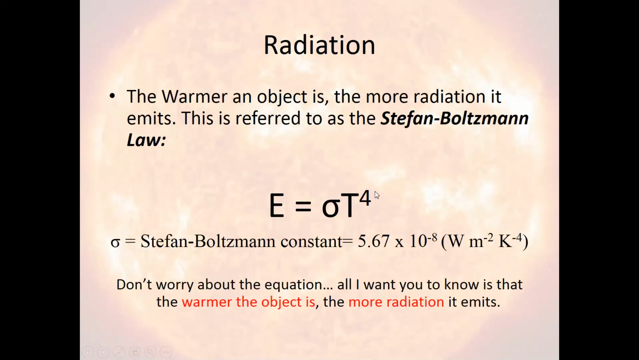If I gave you this number and you had a calculator, you could knock it out real fast. But all I really want you to know is the warmer the object, the more radiation it emits, and as we learned from Wien's law, in shorter wavelengths. So warm objects emit lots of radiation in short wavelengths. Now the opposite is true too. The colder the object, the less radiation it emits.